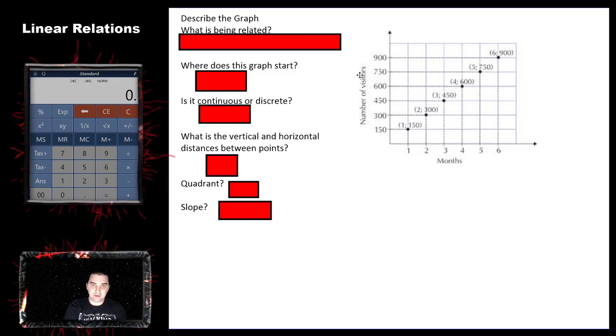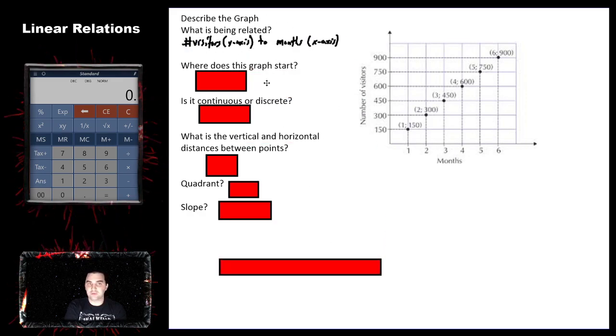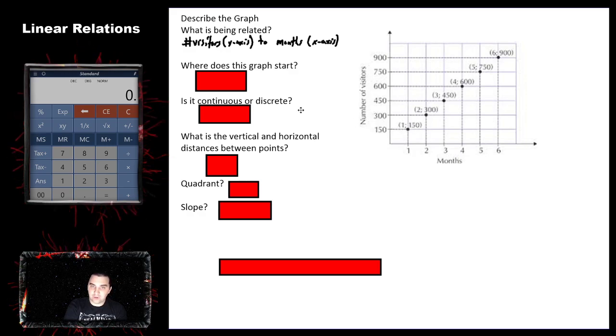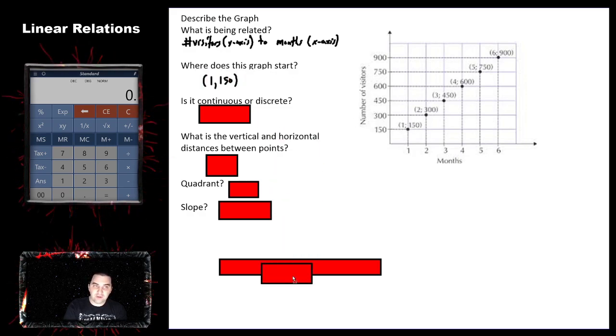What is being related? We have number of visitors and we have months. So the number of visitors per month is what we're really looking at. Where does it start? If you said 0, 0, you'd be wrong because there's no actual dot there. They didn't really include 0, 0. So it is starting at month 1, and in month 1, they've recorded 150 visitors. So it starts at 150.